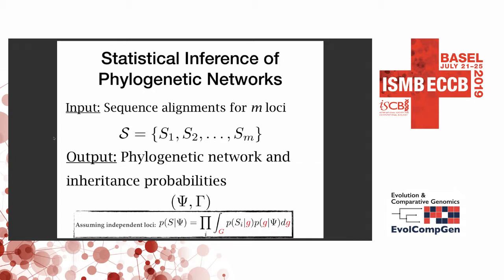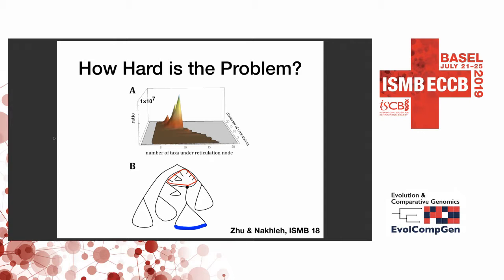So how hard is this problem, statistical inference? This figure is from a paper that we had in ISMB last year. I don't want to spend too much time on this, but we looked at, for example, a network with 20 taxa, 20 leaves, and we looked at the likelihood calculation on this network with just one reticulation node versus the likelihood calculation on a tree. We just delete one of these two edges, and it becomes a tree. So we look at the calculation of the likelihood of a network versus a tree.